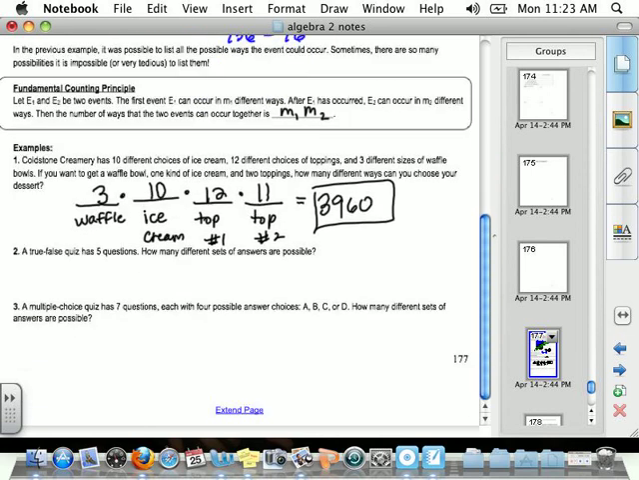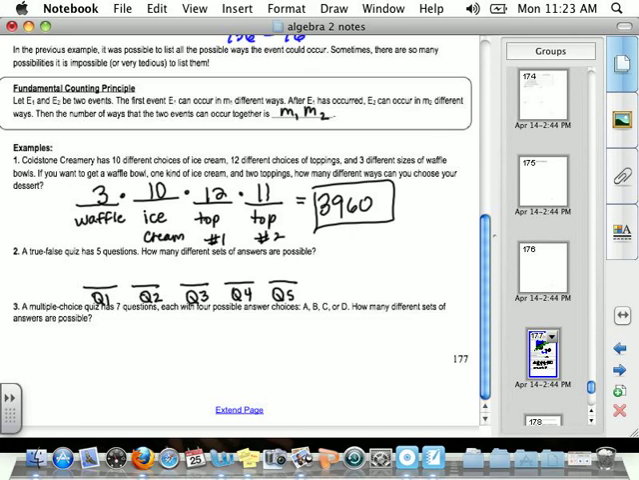Okay, number 2. A true-false quiz has 5 questions. How many different answer sets are possible? So I would have question 1, question 2, question 3. You always don't have to write underneath what you're picking, but this is just for your notes. So question 5.